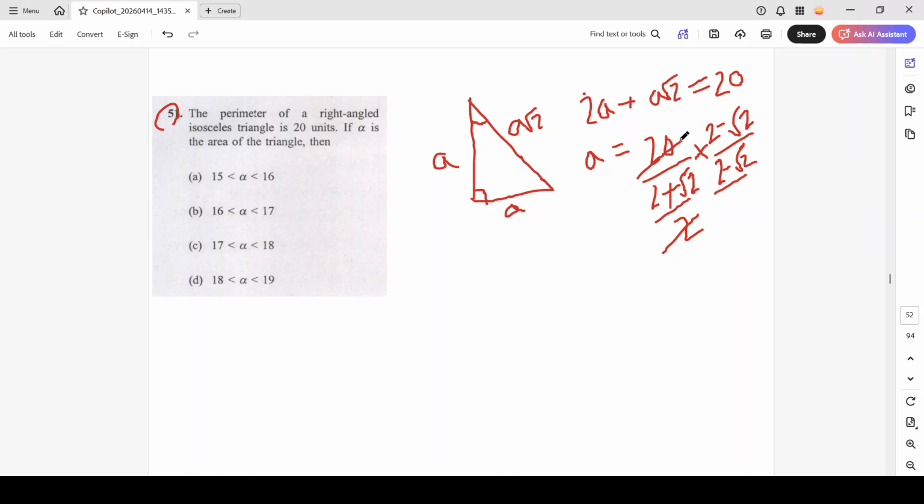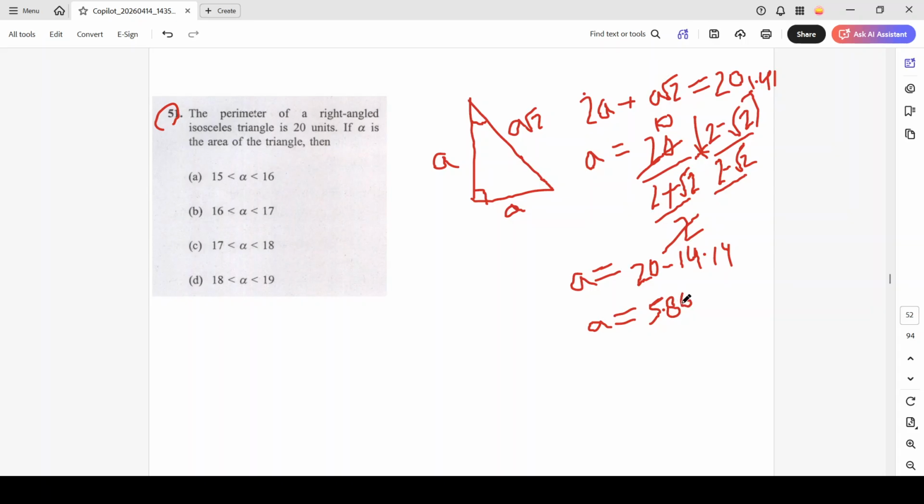If we cancel the 20 in the numerator with the denominator 2, we are left with 10 into (2 minus root 2). Now for root 2, if we take the value 1.414 and multiply 10 with it, we are left with 14.14. So the value of A, after subtracting 14.14 from 20, will be 5.86.